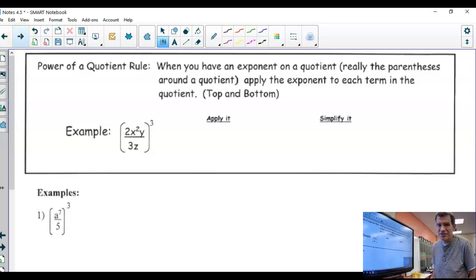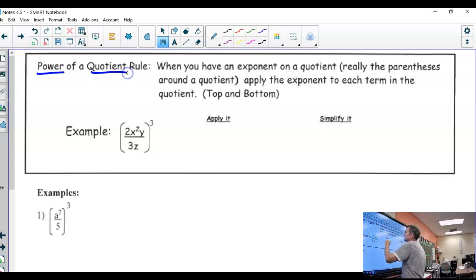All right, last thing, and I'm pretty sure you'll find this easy if you have done yesterday's homework already. And that is a power of a quotient, or a power on a fraction. So when you have an exponent on a quotient, or on the parentheses of a quotient, you do just what you did when it was multiplication inside the parentheses. Now it's division inside the parentheses. You do the same thing. You apply it to each thing. So the 3 gets applied to everything.